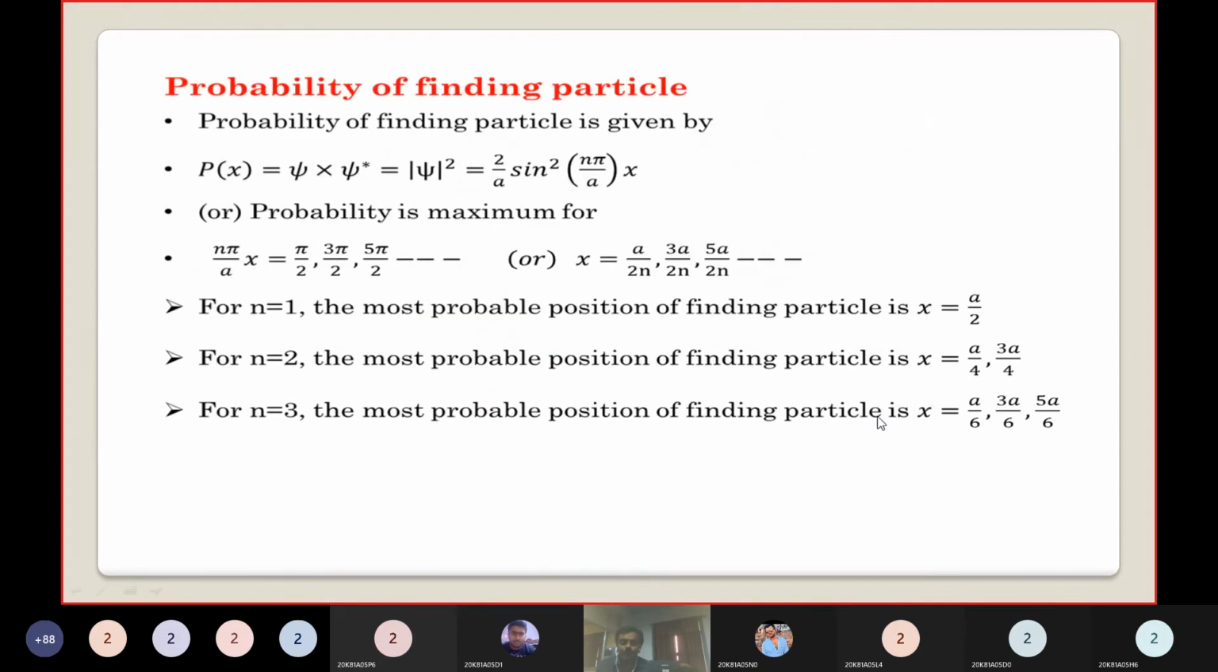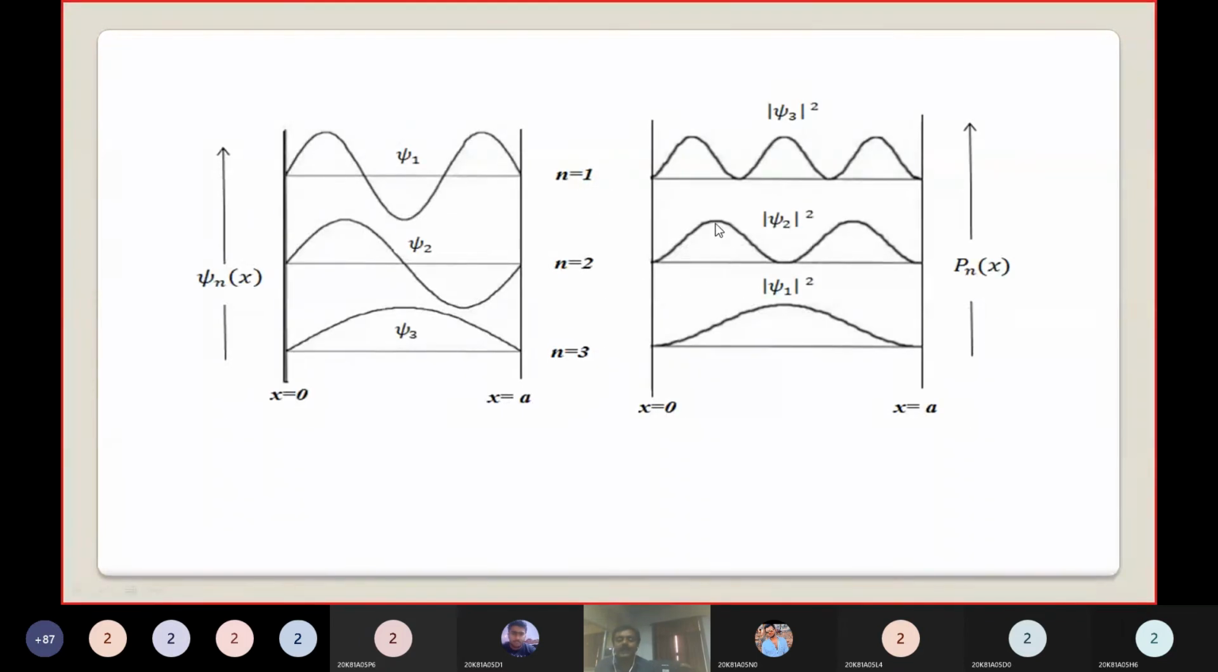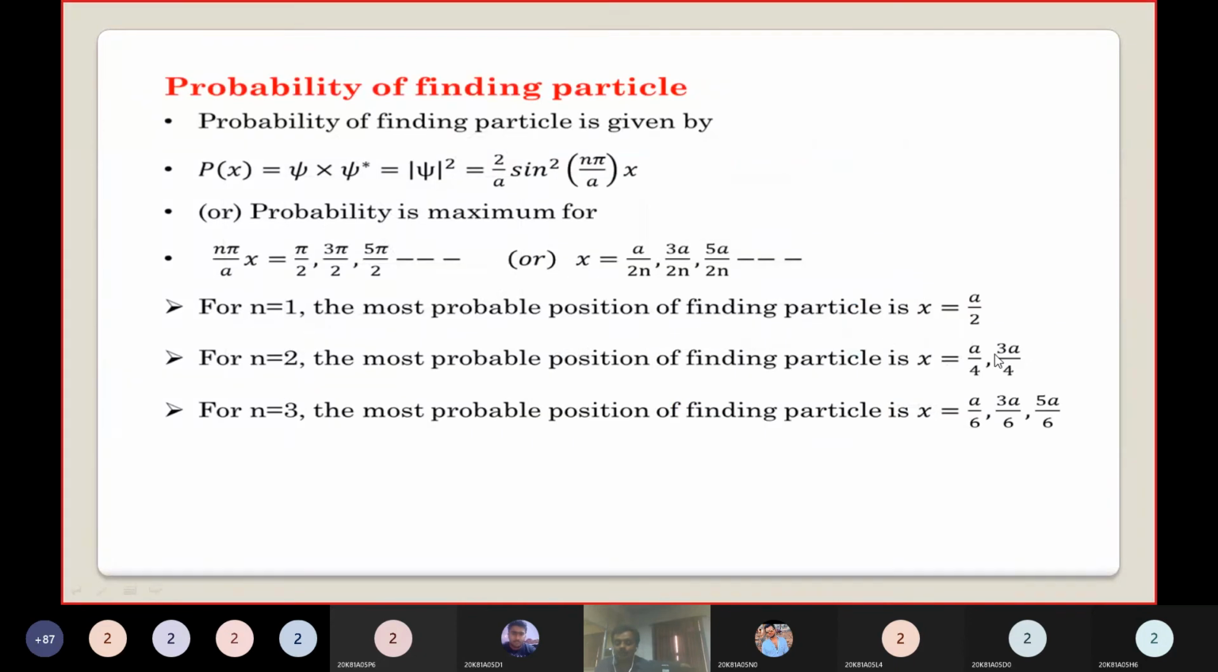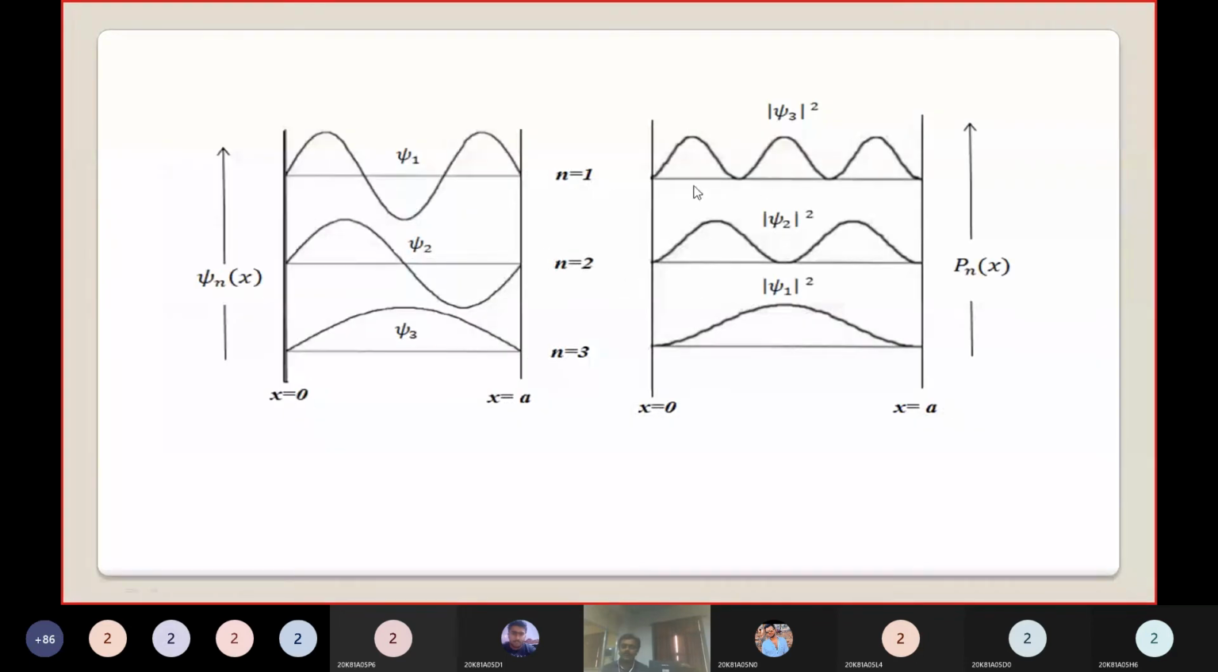Similarly, for n equal to 2, where can we find the particle? Where is the maximum probability of finding the particle? The maximum probability of finding the particle is at x equal to a by 4, and similarly at x equal to 3a by 4. Similarly, if n equal 3, the maximum probability of finding the particle is at a by 6, 3a by 6, and 5a by 6. So it depends on n like this: a by 6, 3a by 6, 5a by 6.